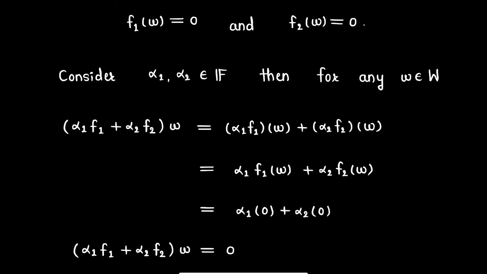Now we can write this as alpha 1 f1 of w plus alpha 2 f2 of w, but f1 of w is 0 and f2 of w is 0. So we get (alpha 1 f1 plus alpha 2 f2) of w is alpha 1 times 0 plus alpha 2 times 0, and therefore we get (alpha 1 f1 plus alpha 2 f2) of w is equal to 0.